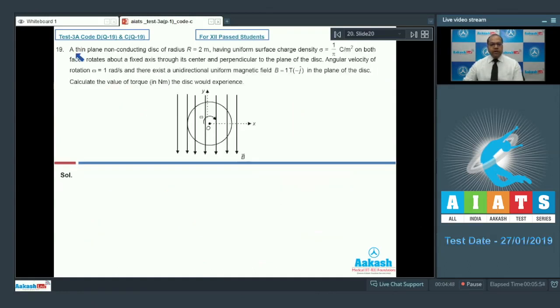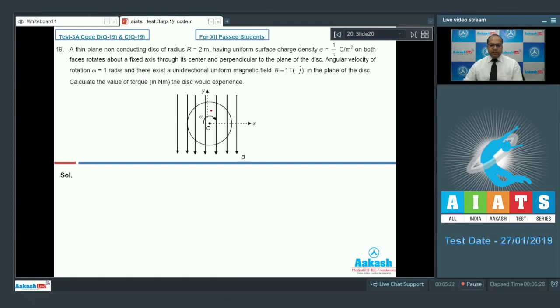In question number 19, a thin plane non-conducting disk of radius 2 meter having uniform surface charge density sigma equal to 1 by pi on both faces rotates about a fixed axis through its center and perpendicular to the plane of disk. Angular velocity of rotation omega is equal to 1 radian per second, and there exists a unidirectional uniform magnetic field B equal to 1 Tesla minus j cap in the plane of disk. Calculate the value of torque in Newton meter the disk would experience.